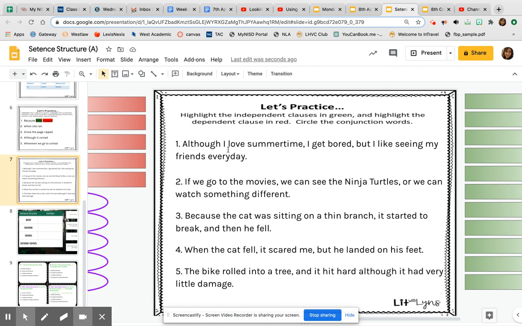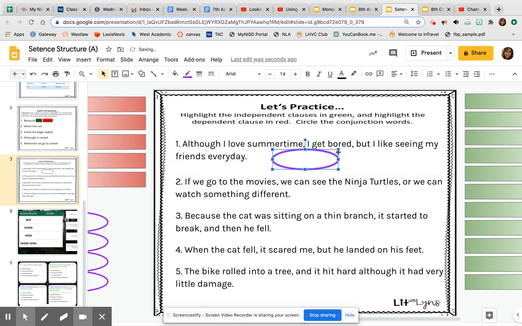Okay, so let's start with number 1. Although I love summertime, I get bored, but I like seeing my friends every day. So let's start. The easiest thing to try and find is our conjunction. It could be a fanboy or it could be a subordinating conjunction. So those are usually the words that join our sentences. Here, the one that joins our sentence is the word but. It is our fanboy. So we're going to circle but. That's the easiest for me to start with.